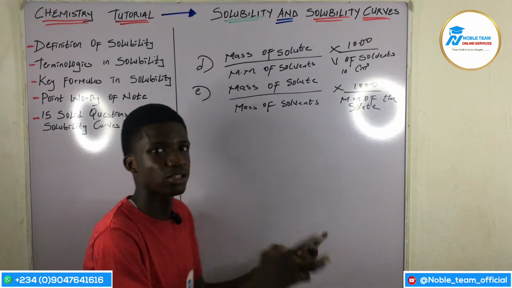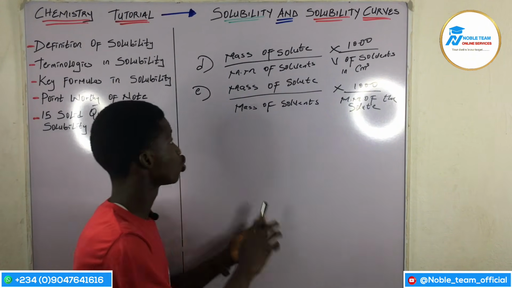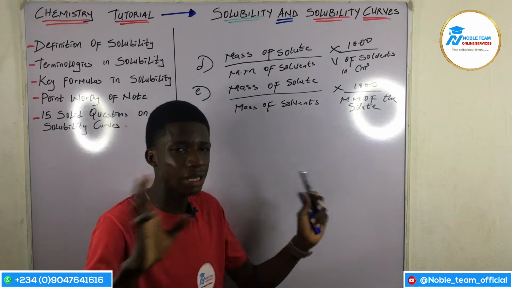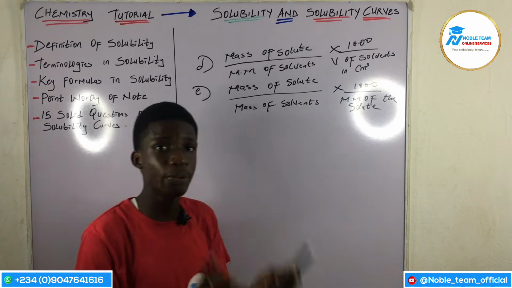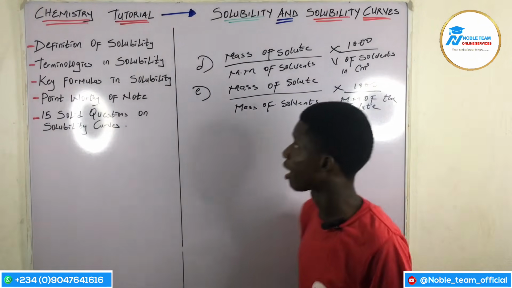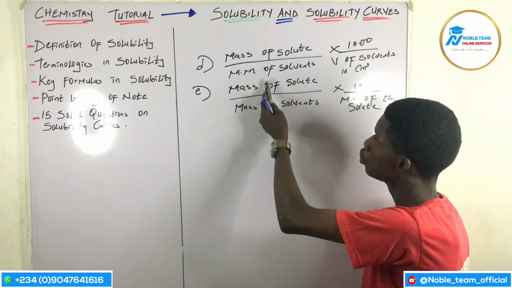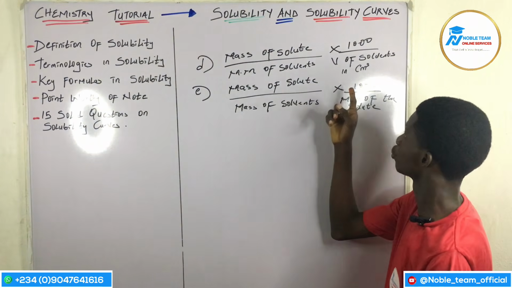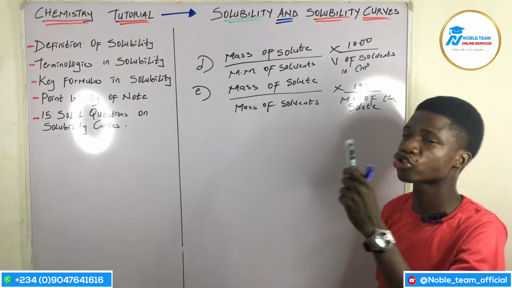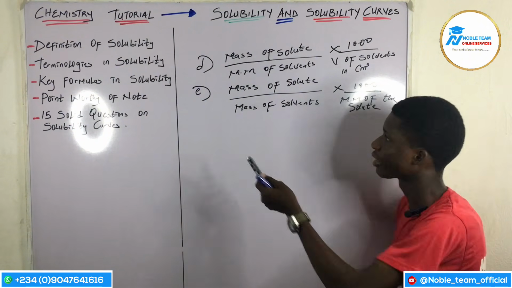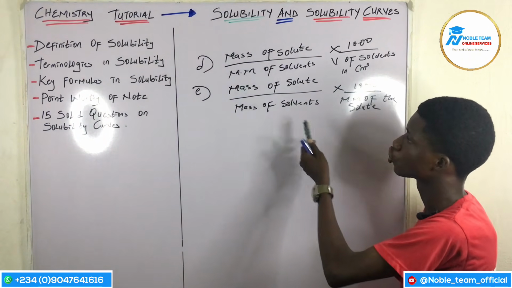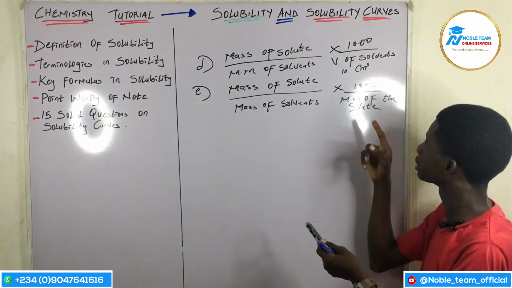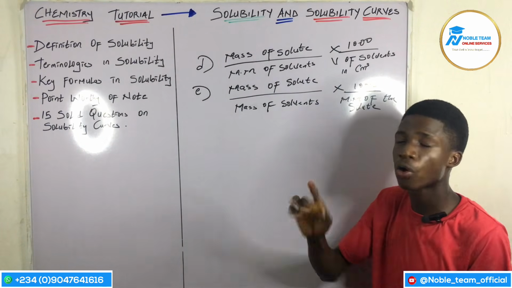Now I will implore you to allow these formulas to stick into your memory, because once you know these 5 formulas that I've listed out, you will be able to tackle any questions under solubility and solubility curves. This is the mass of the solute divided by molar mass of the solvent multiplied by 1000 divided by volume of the solvent in centimeter cube. Now the fifth formula is mass of the solute divided by mass of the solvent multiplied by 1000 divided by molar mass of the solute.